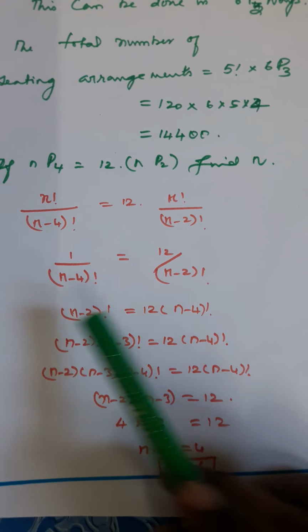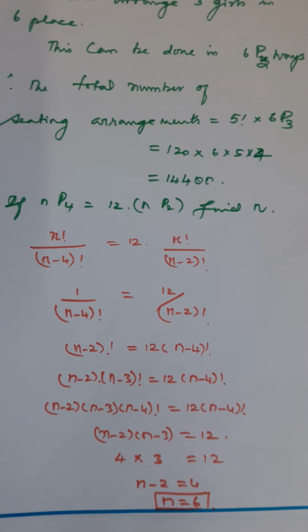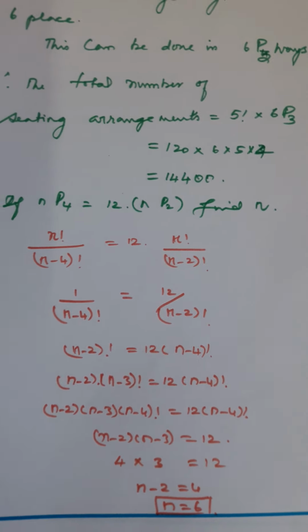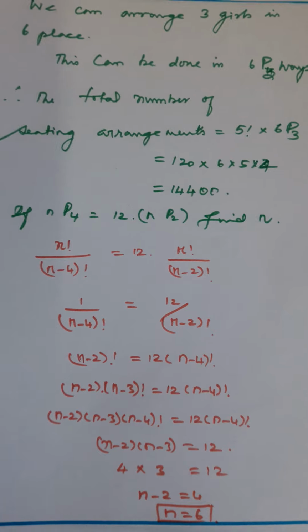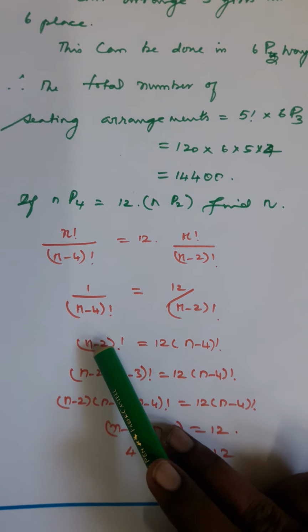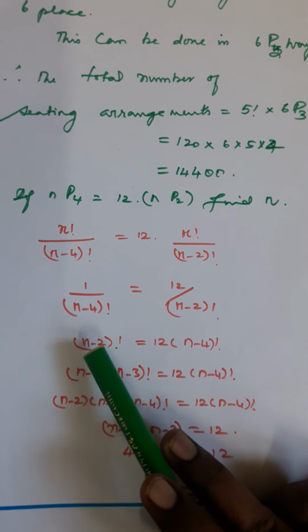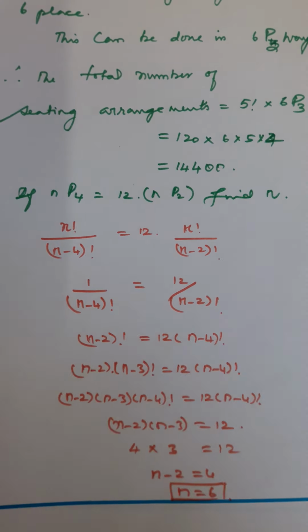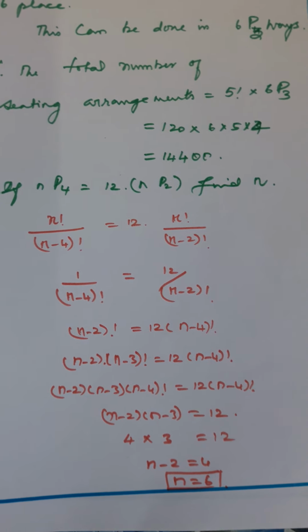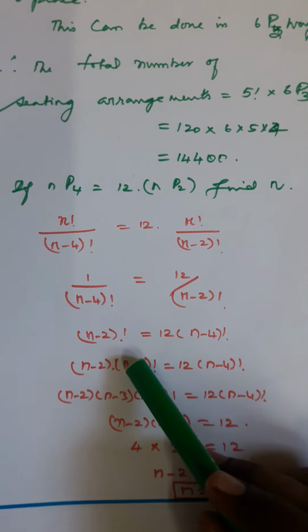So when you are comparing n minus 2 and n minus 4, you can ask me how you can cancel the factorial. So factorial of whatever the number, you can cancel on both sides. So here n minus 2 is the greater number. Only thing you should know is which of n minus 4 or n minus 2 is greater. N minus 2 is the greater number. So the greater number can be reduced to the smaller number, right? So n minus 2 minus 1 becomes n minus 3 factorial.